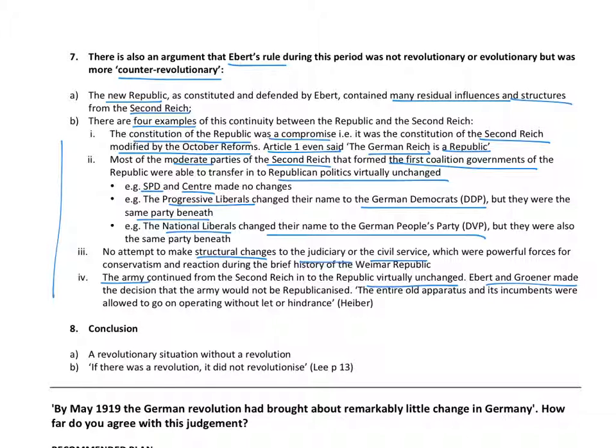Hebert and Groener made the decision that the army would not be republicanized. The entire old apparatus were allowed to go on operating without let or hindrance, a quote by Hebert. So the conclusion there: a revolutionary situation without a revolution. If there was a revolution, it did not revolutionise. Useful quote for you to learn there.